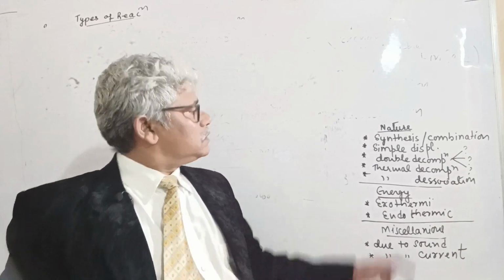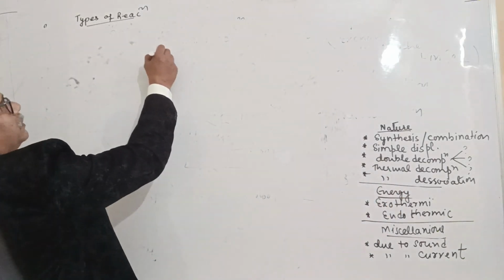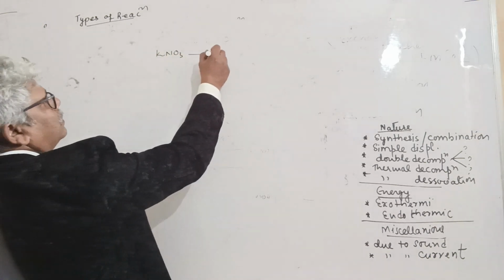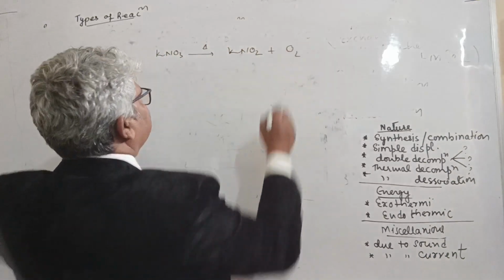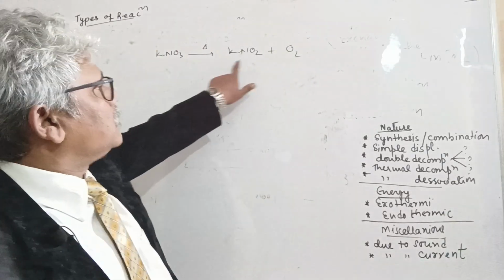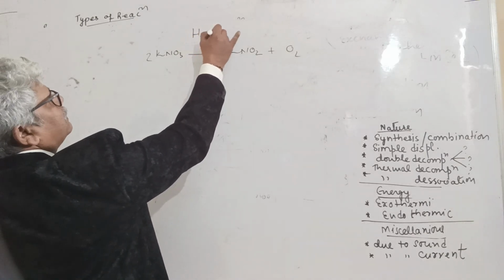Next we come to thermal decomposition. Now in this you need to remember that metal activity series is followed. Nitrate salt of active metal gives nitrite salt and oxygen. Balance the equation. This is the sign for heat.